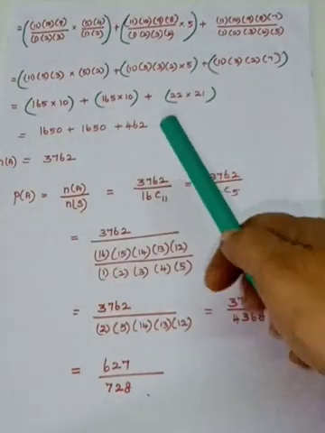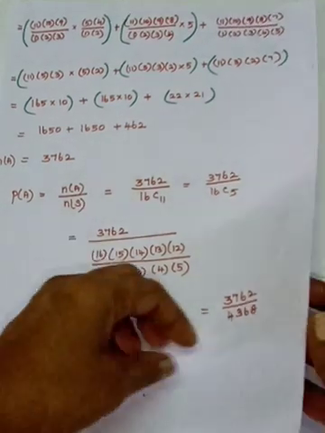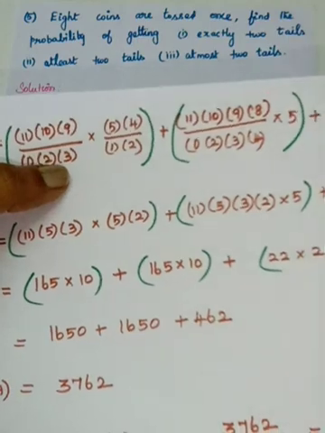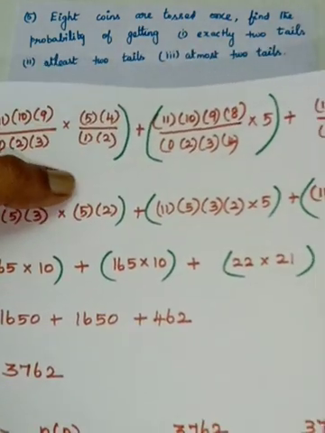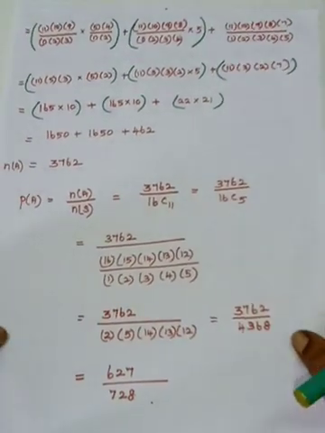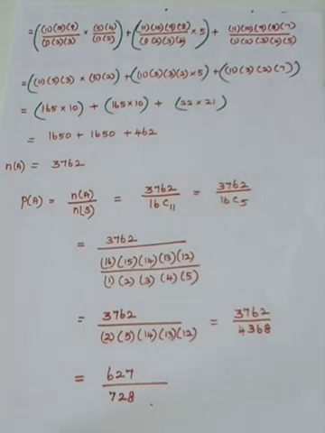11C3 is written here. How will it be written? 11 into 10 into 9 divided by 1 into 2 into 3. Next 5C2, so 5 into 4 divided by 1 into 2. In the same way, the calculation is done and you have to do the multiplication. You get N of A equal to 3762.